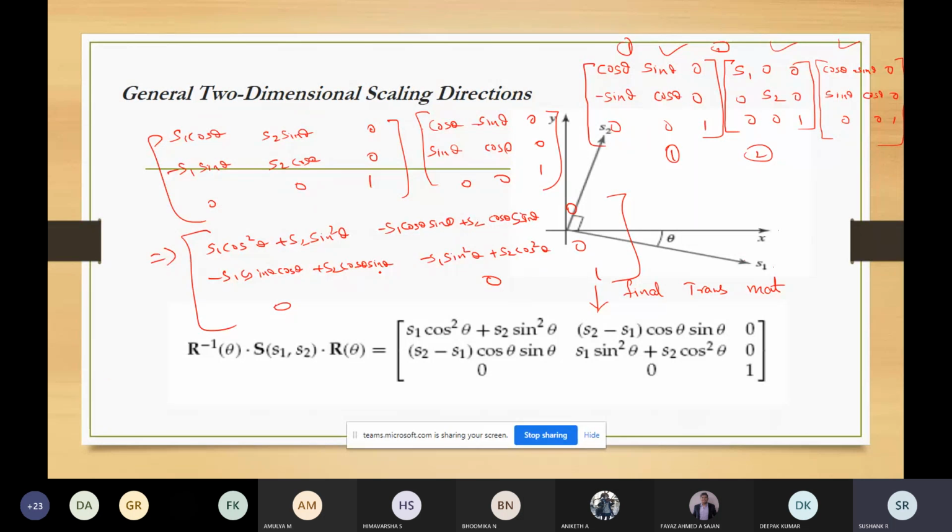See the result: s1 cos square theta plus s2 sin square theta. This is the result which I have derived now. This is how we obtained the two-dimensional scaling matrix result. Here they have rearranged the terms, taking sin theta cos theta common and s2 minus s1. That's all.